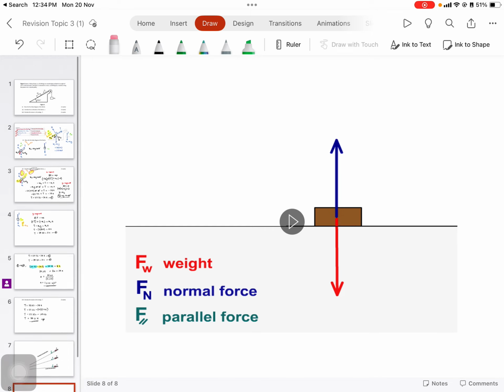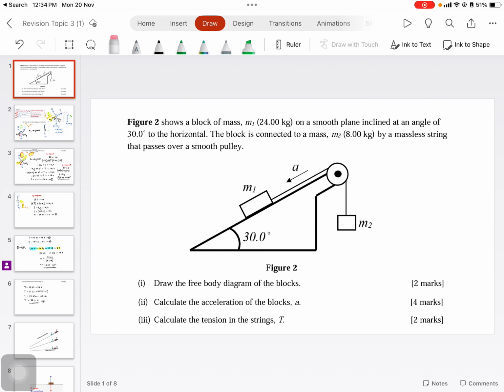So I hope you can go through the question again, and then try to solve other examples and apply what I have shown you in the video here.